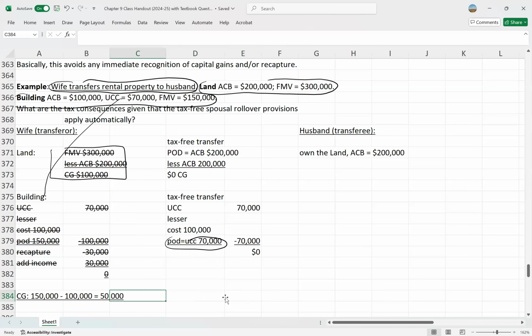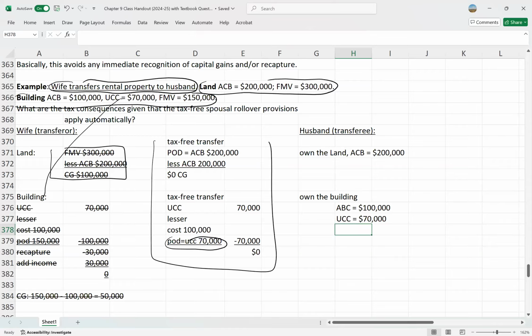And then once again, what would happen is the husband now would own the building. And he would just basically take over the same values that the wife had. The adjusted cost base of the building is 100,000. And he could then use the same UCC that the wife had of 70,000. The only wrinkle in this is that they can transfer the property and he can hold on to the property and it can be all done tax-free.